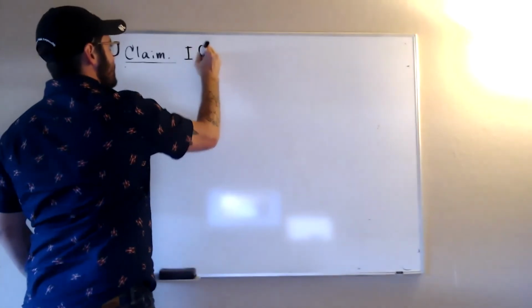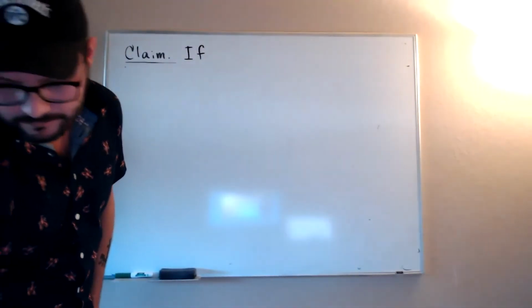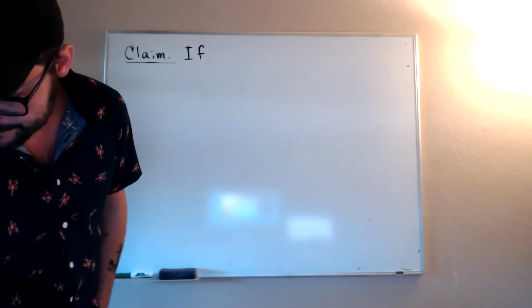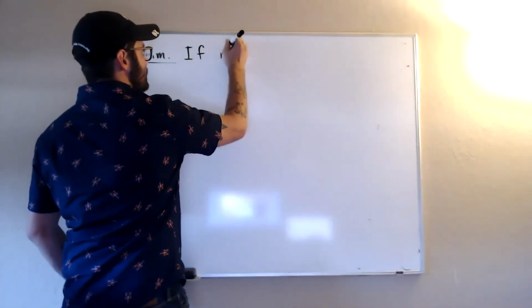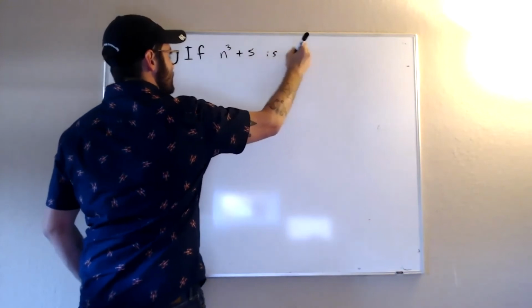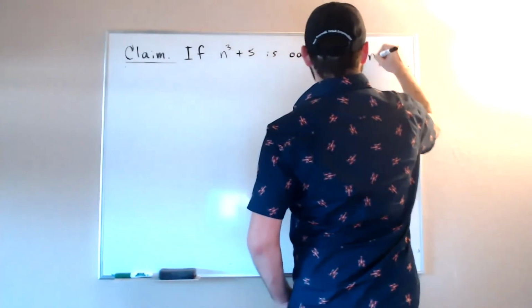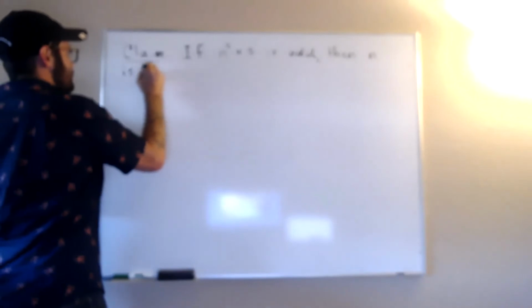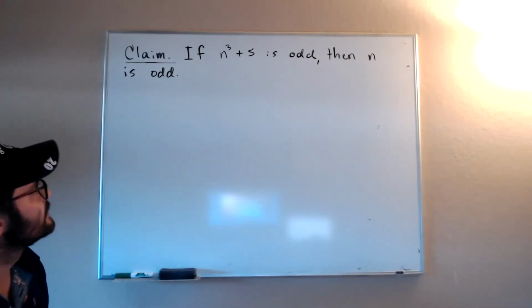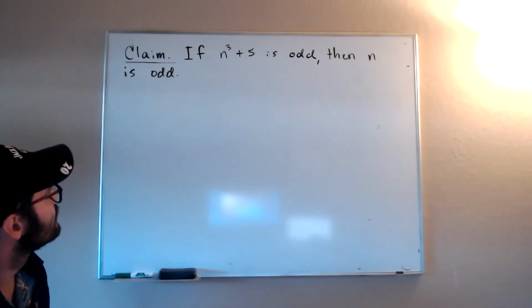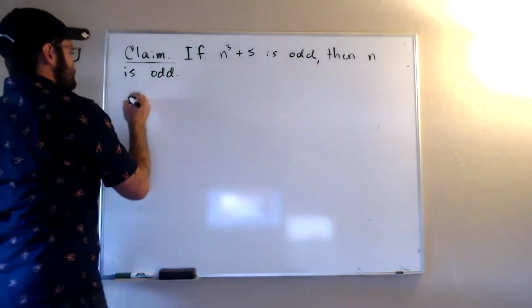So if n cubed plus 5 is odd, then n is odd. Okay. So here we can prove this. If we tried to go directly, we wouldn't have much luck. So we can do this in an indirect manner. Contrapositive, I suppose. So proof.